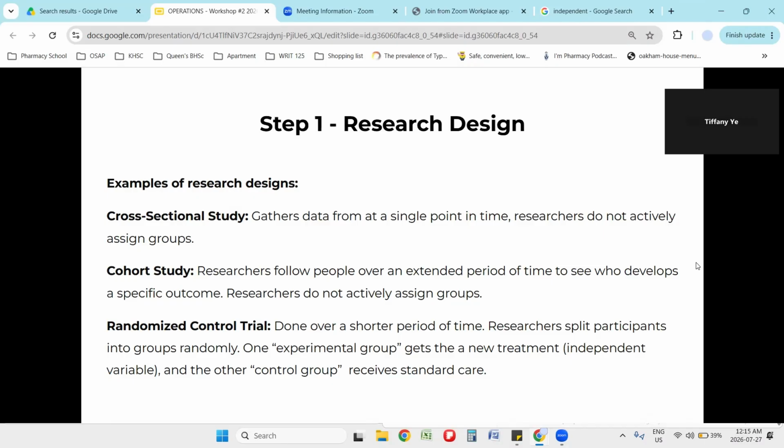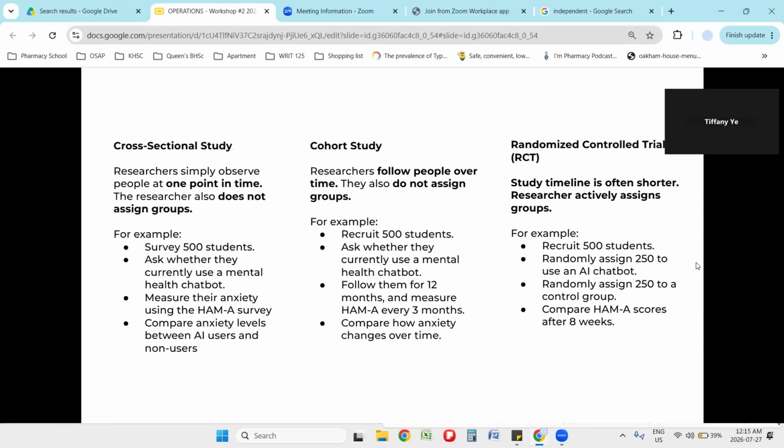And a randomized control trial is when a study is done over a shorter period of time, and researchers typically split participants into groups randomly. One group will be the experimental group that gets a new treatment, which is the independent variable, and the other group is the control group, and they receive standard care. You might be a little confused about what exactly these are, so we decided to prepare an example to illustrate the differences.